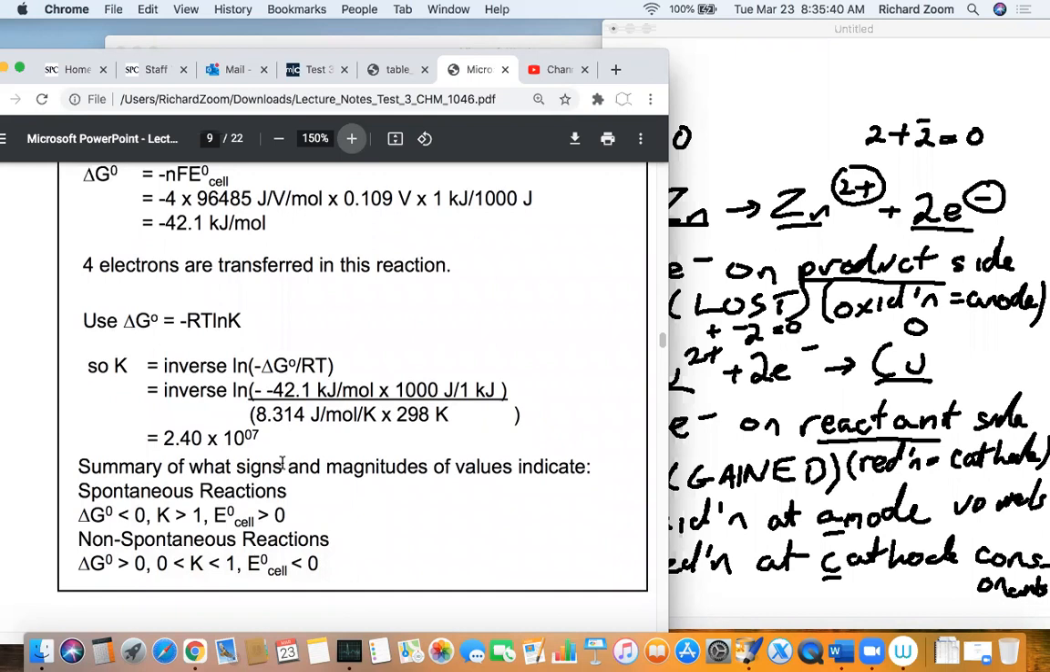So in summary, we can look at the values that we're getting for each of these, and we can figure out whether we're getting a spontaneous or a non-spontaneous reaction.